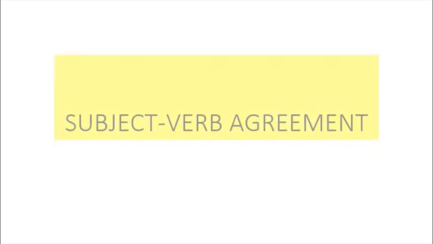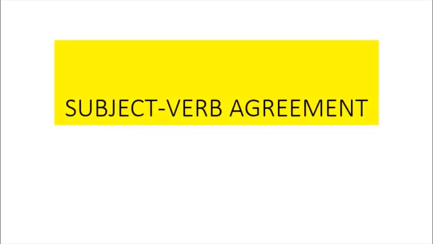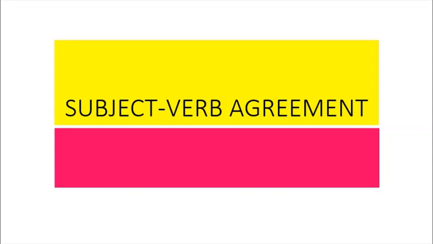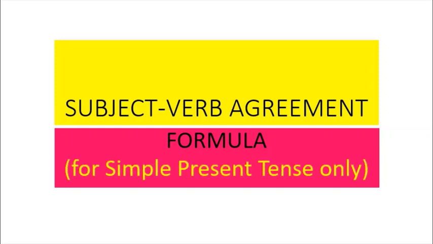Hi everyone! Do you know one of the confusing grammar components is subject-verb agreement? Most of us always get confused when determining the correct verbs in sentences, especially when we make present tense sentences. Now, let's look at this super-duper easy formula to understand confusing subject-verb agreement.